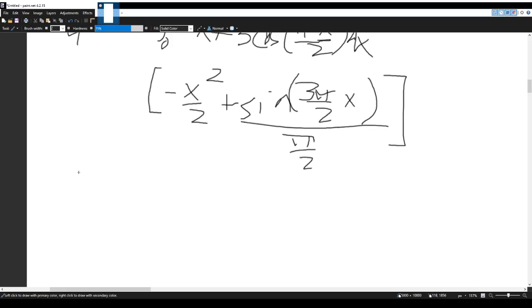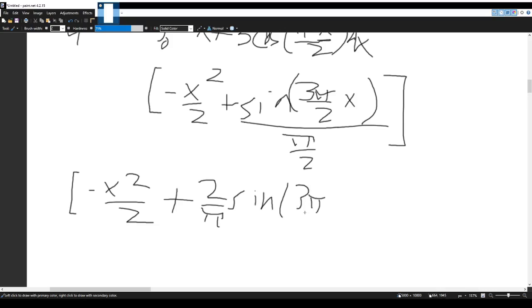So I believe our antiderivative is negative x squared over 2 plus 2 over pi sine 3 pi over 2x, from 0 to 4. Is that correct? That feels off. That feels like a weird answer, because this is a no calculator part, right? Yeah. So, let me see. This is not correct, I don't think.